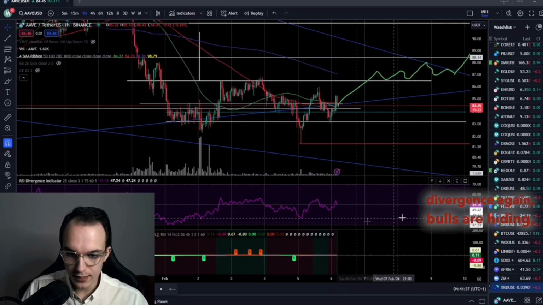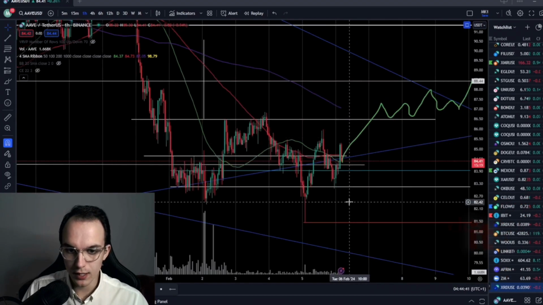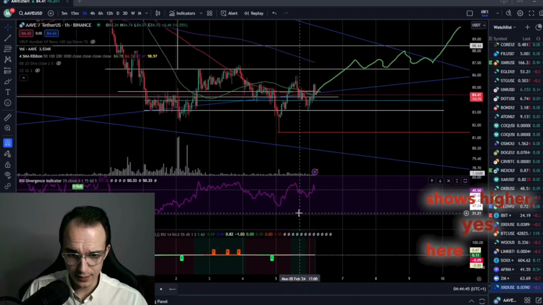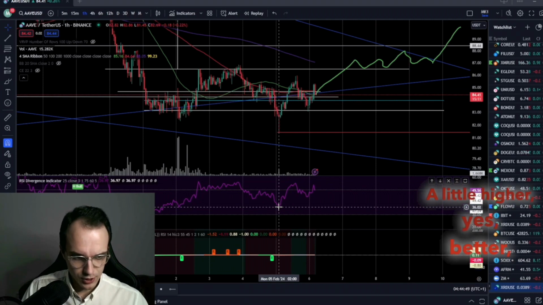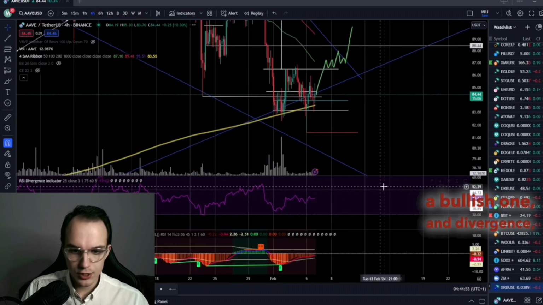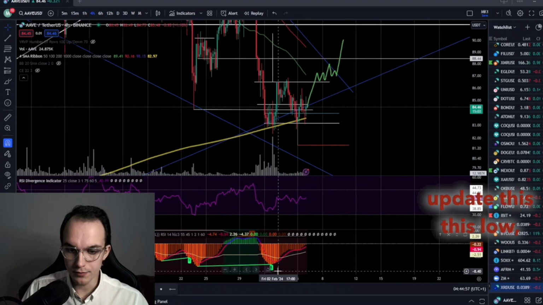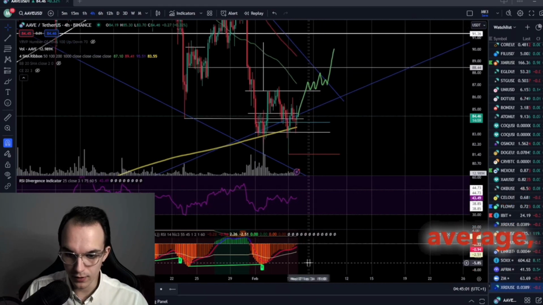Bulls are hiding, divergences. Why is it here? Because at one and the same point of the graph it closed, and on the RSI it shows higher. Yes, here 36.97 is shown on RSI. A little higher, yes, better. Also at 4 o'clock we observe a bullish divergence. We need a new histogram not to update this low. Yes, divergences. A prick into the 1000th moving average on the 4 hour.